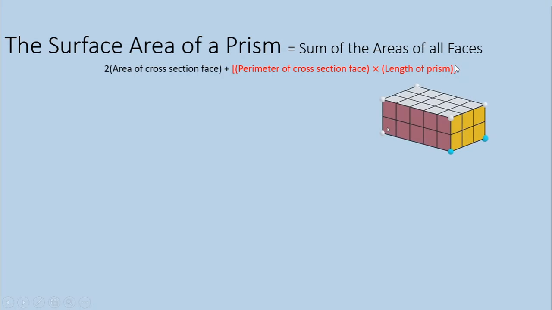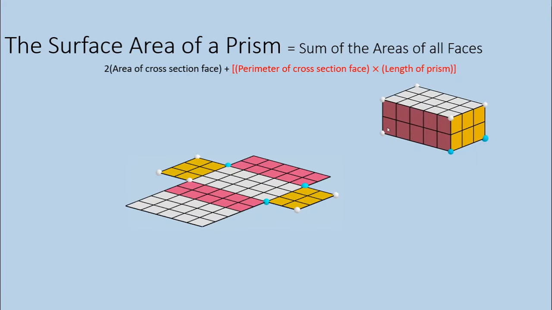The reason I put those square brackets on there is because when I unrolled that prism into this shape, I see my 2 cross-sectional faces and I see this one big rectangle. I can work out the area of that rectangle all in one go. So I've put it inside these big square brackets. Let's try this for this example.